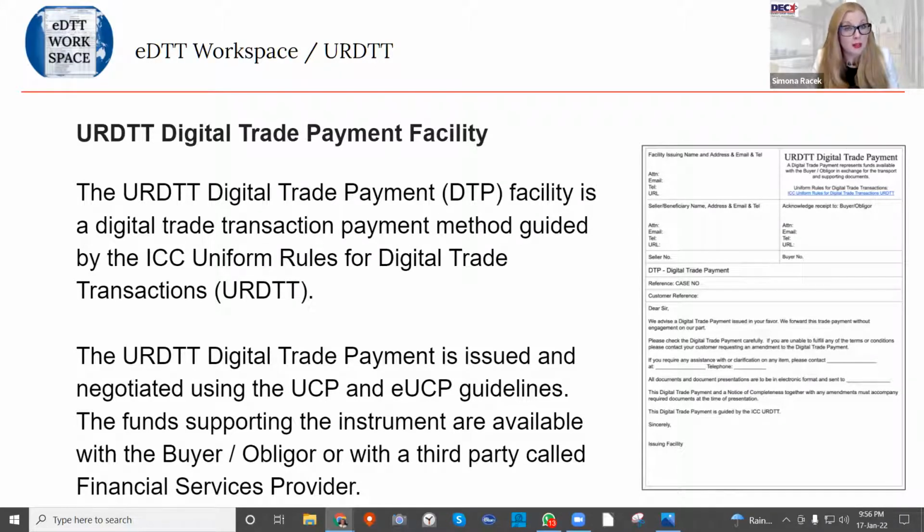As noted in the manual, the URDTT should be regarded as an overarching set of rules under which other guidelines and rules may coexist, such as UCP and EUCP. You'll find the link to the URDTT manual in the description of the video as well.